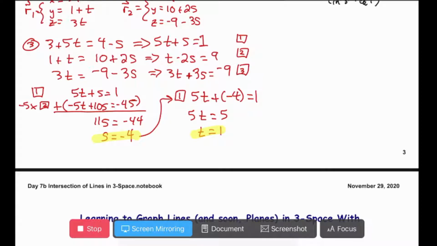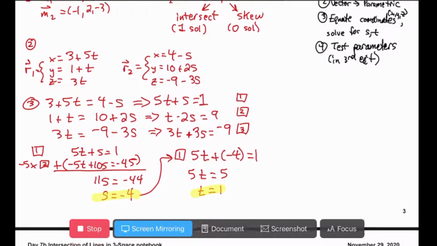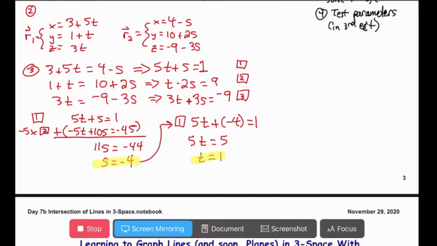Now we're going to test these values with my z component and see what we get. So this was step 1, 2, 3. Step 4 is testing. So let's label this step 4. I'm going to have left side, right side, and I'm using my z equation right here. So let's plug those values in.